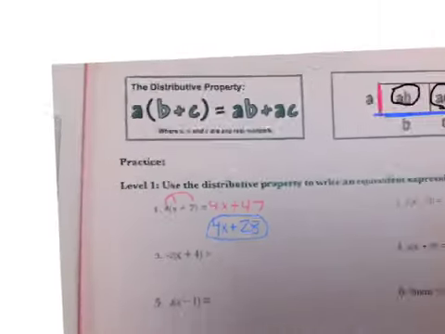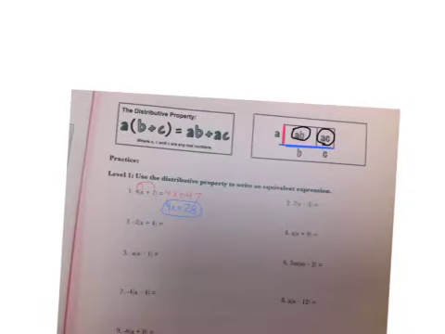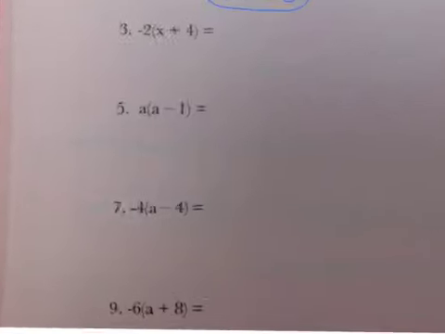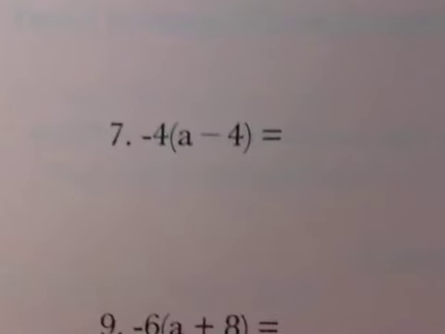I want to look at one that maybe has a minus sign going on. I'm going to jump down here to number 7, so if you can find number 7. We're going to distribute the negative 4 to the A and the negative 4 to the 4, and then notice that we do have a minus sign in here. So I'm going to do negative 4 times A, and then rather than write a plus, I'm going to write that minus. And then I'll do negative 4 times 4.